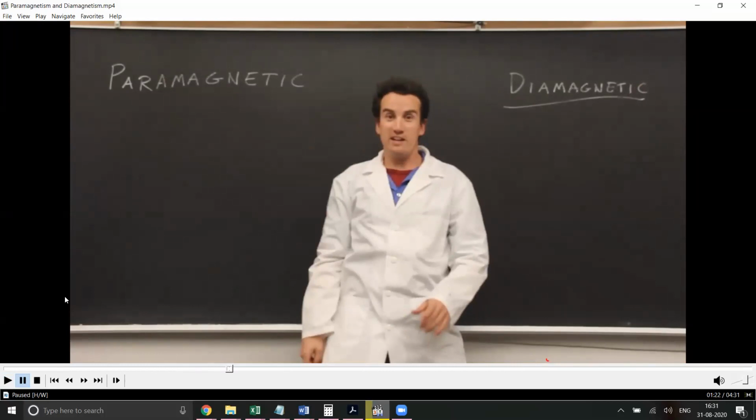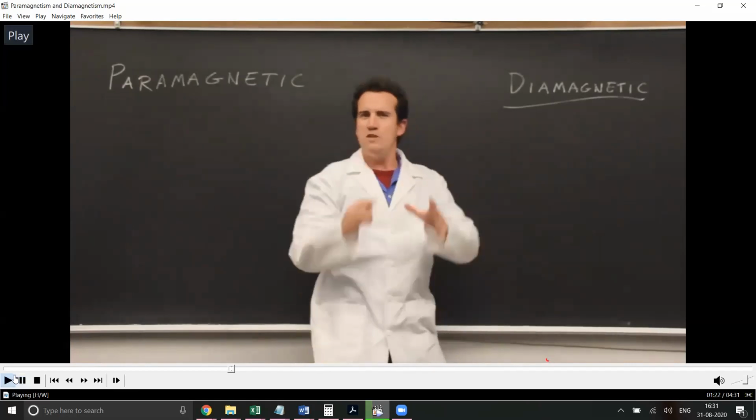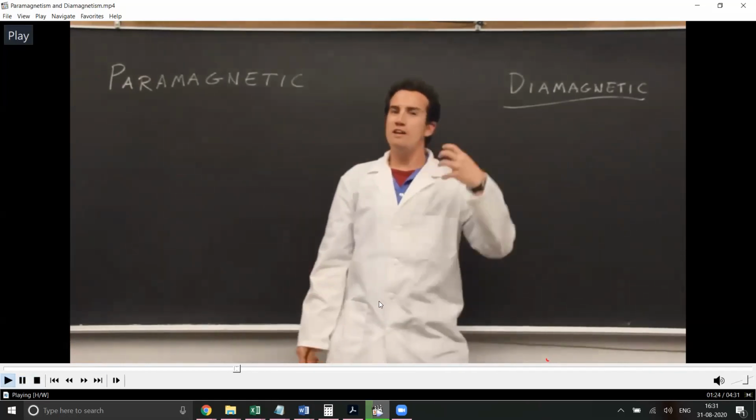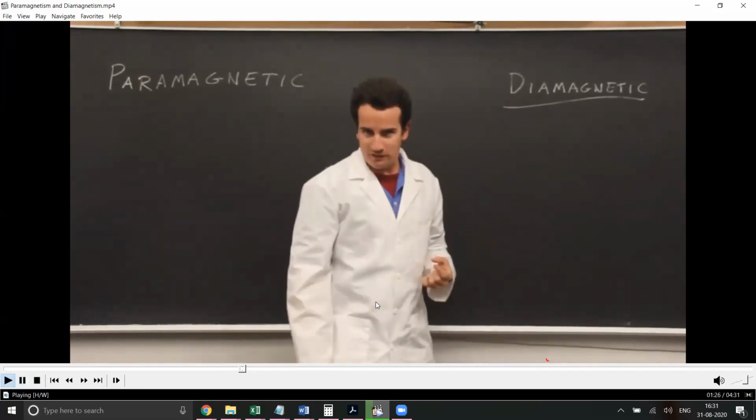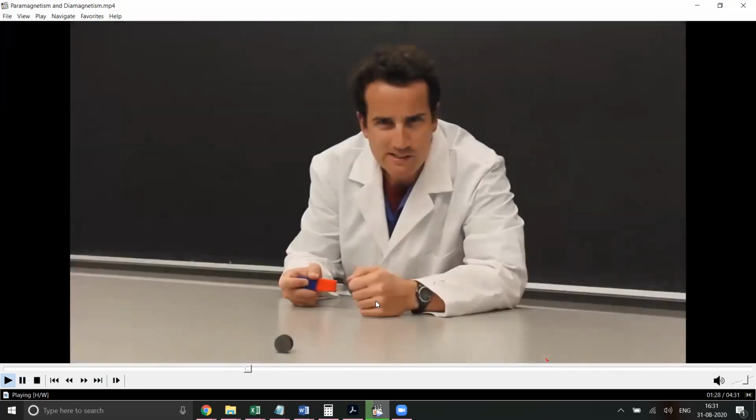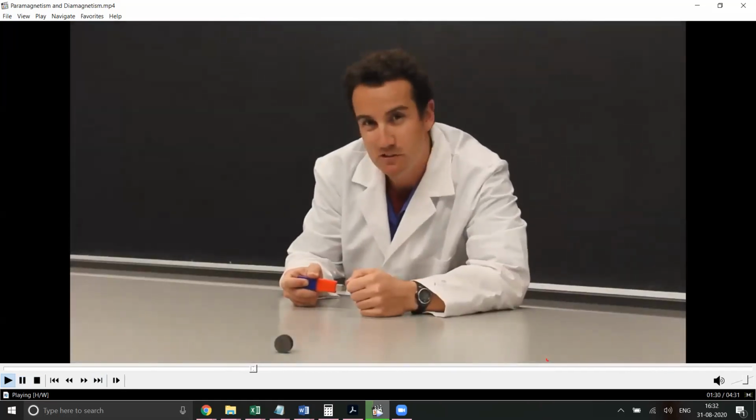Initially, when we brought it close to the water, what happened? Did it repel or attract? It got repelled. That is a diamagnetic material, and the reason for that is the pairing of electrons. They are always repulsed. They would rather die than be in a magnetic field. An important example of a diamagnetic material is graphite.